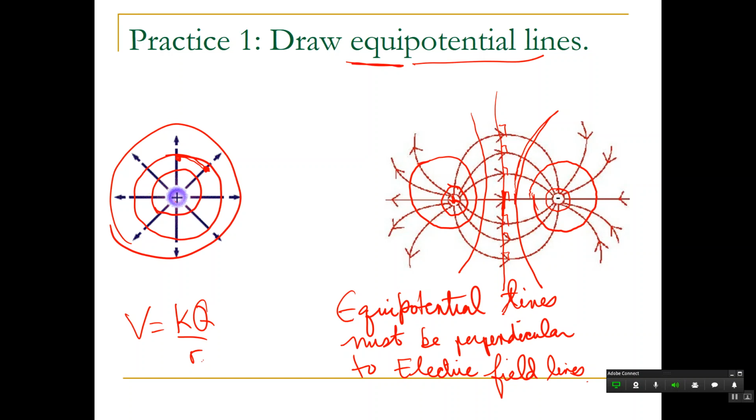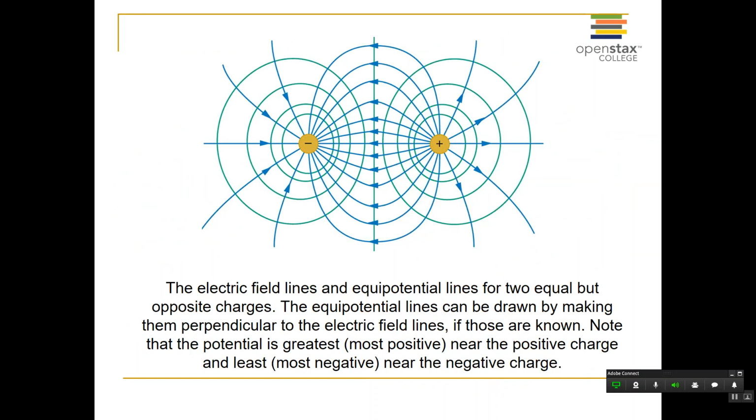They get a bit more complicated when you have linear objects and things like that. So here it is, a summary of what we just said. The electric field lines and equipotential lines for two equal and opposite charges. The equipotential lines can be drawn by making them perpendicular to the electric field lines. So that's really the important part.